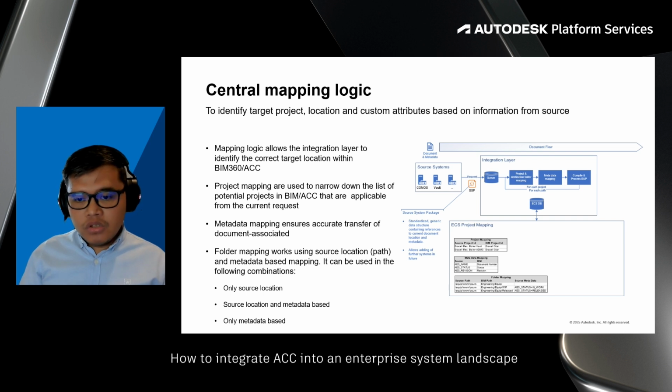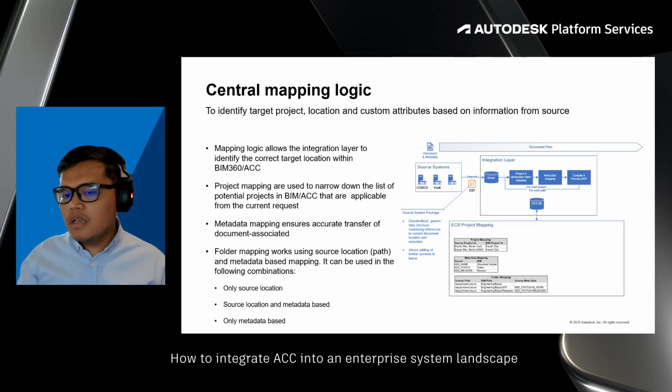We up the game for the logic and we make it smarter. It not only maps a source folder to a target folder in ACC, but also applies a mapping logic wherein a folder mapping can also be mapped to a metadata-based mapping. For example, as you see here, the document needs to flow from the source system to multiple folders in ACC.